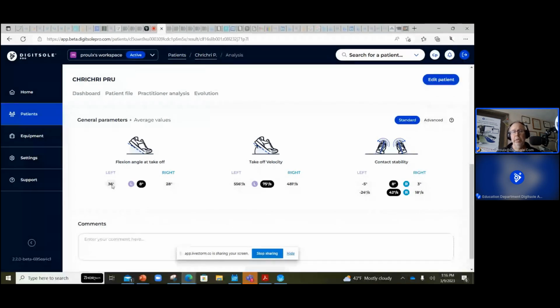So in the standard view, it just shows me three of these across, which is the flexion angle at takeoff, the takeoff velocity, and the contact stability. We're going to go over all of this, but these are going to be similar metrics for all of these jumps. That's what makes this less complicated: once you understand the metrics for one, you also need to understand the mechanics behind each one of these jumps. So for example, when someone does a counter movement vertical jump, when it's vertical, they are going to take off from their toes.